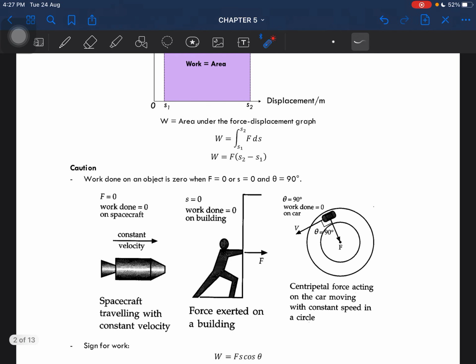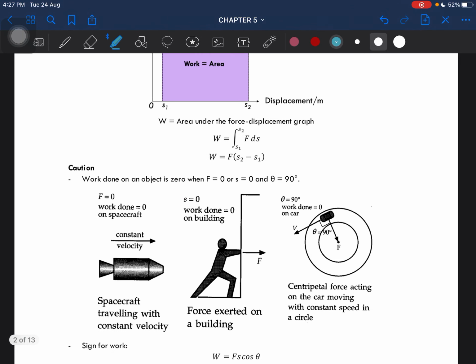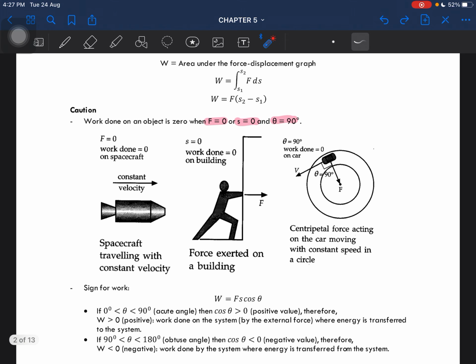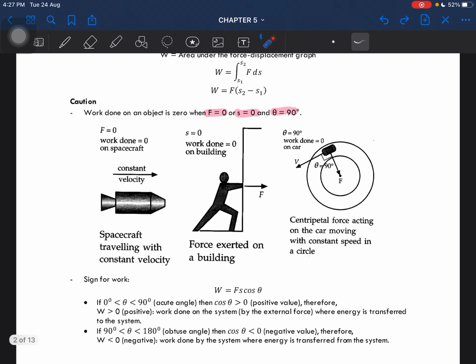So the work done on an object is 0 either when the force is equal to 0, the displacement is equal to 0, or the theta, the angle between force and displacement, is equal to 90 degree. Okay, so these 3 cases would equate to a work done to be equal to 0. Okay, great. Now what is this? So this one, spacecraft traveling, work done is equal to 0 because at constant velocity, acceleration is equal to 0.